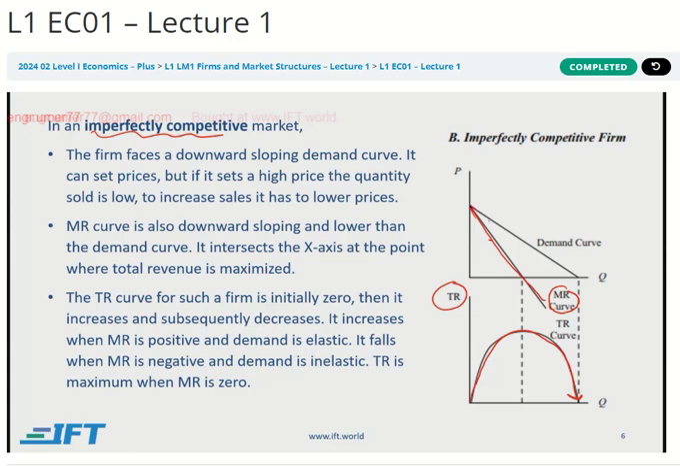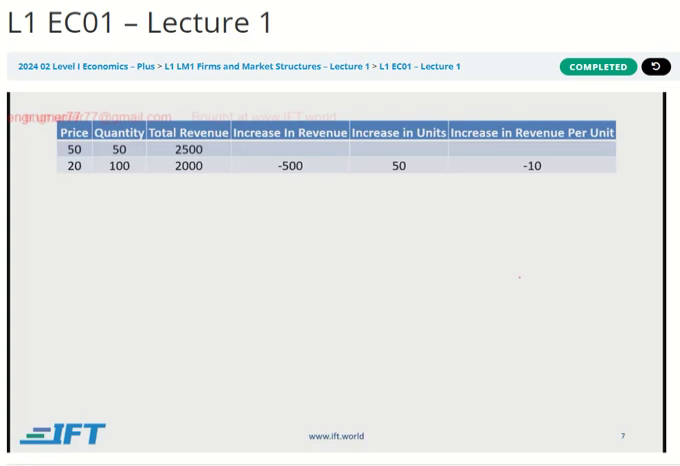Now your demand curve is coming down, which means if you're charging a high price, you'll only be able to sell little quantity. If you want to increase your quantity, you have to lower the price. And that is where this downward sloping demand curve comes in. But this downward sloping marginal revenue curve is what is interesting, that it's even going negative. And this I want to explain to you with this little example that I have over here.